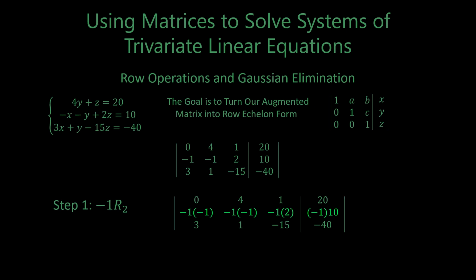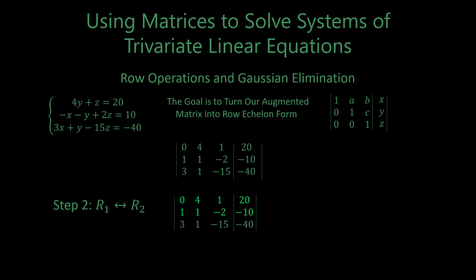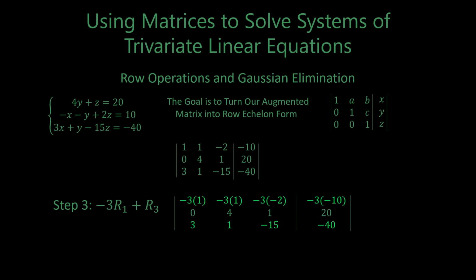Okay, time's up, so let's do it together and see what we got. First, we're going to multiply row 2 by -1. Now that we have a positive 1 in the first column, we're going to swap row 1 and row 2. Now, to get a 0 in the third row first column, we're going to multiply row 1 by -3 and add it to row 3.